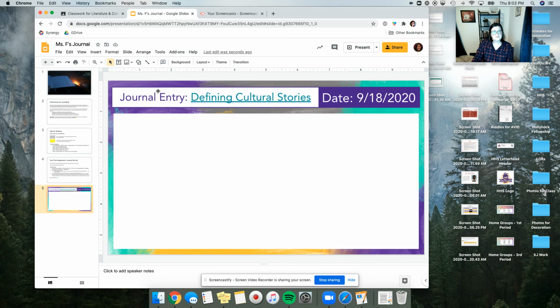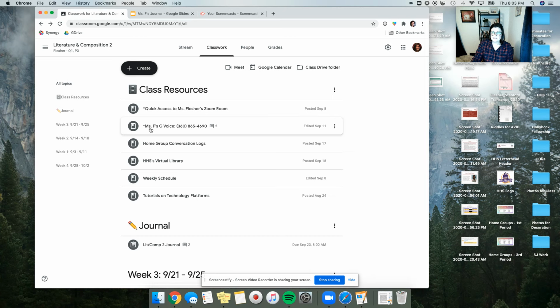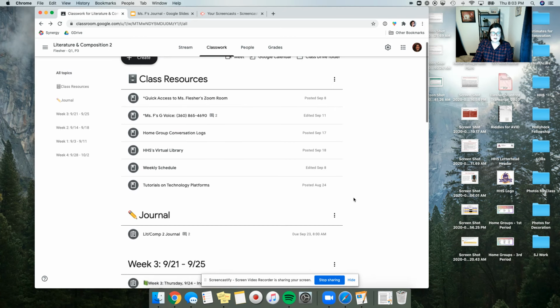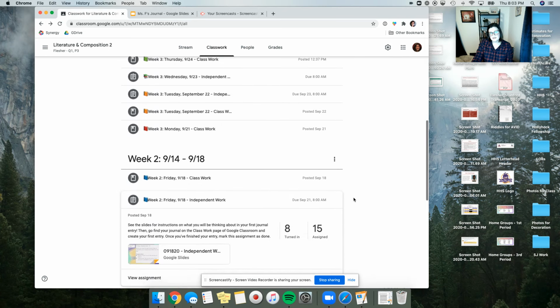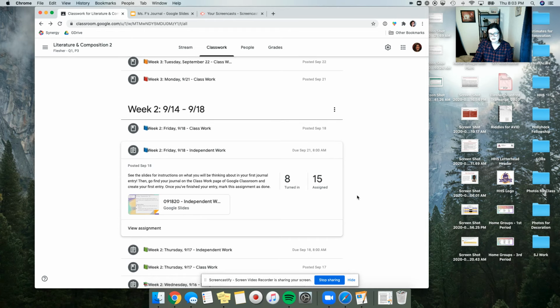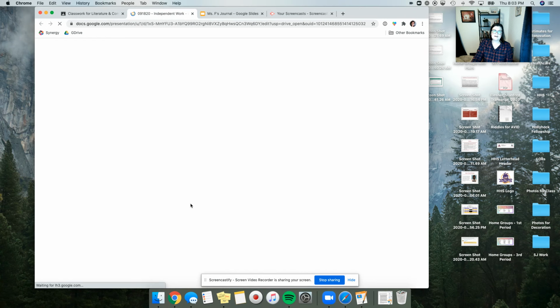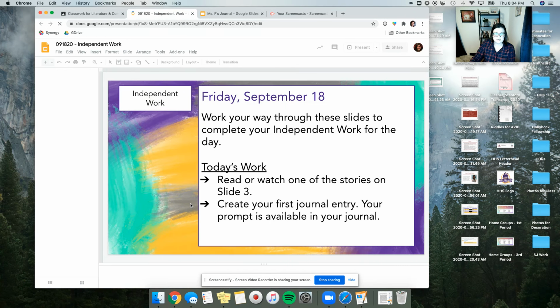And your first journal entry is defining cultural stories from 9/18/2020. So, in order to really understand my prompt for each journal, I always want to look under the independent work for the day. So, knowing that my first journal entry was on 9/18, I have scrolled down to the independent work for 9/18, and I'm going to open that slide deck and see what it tells me about my journal entry.